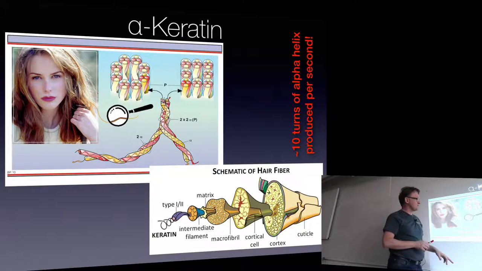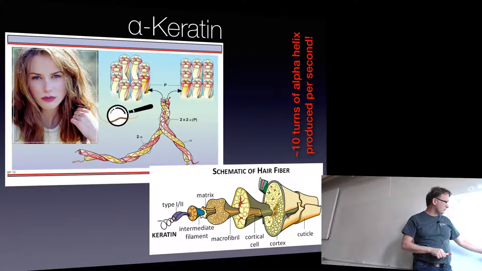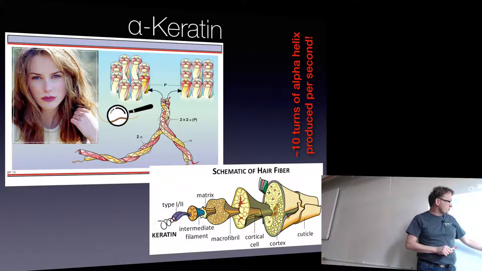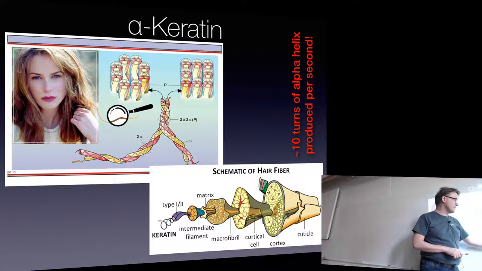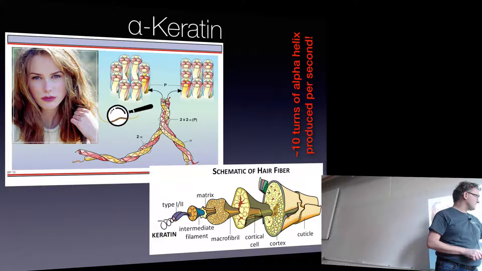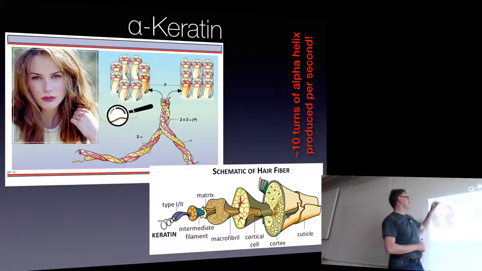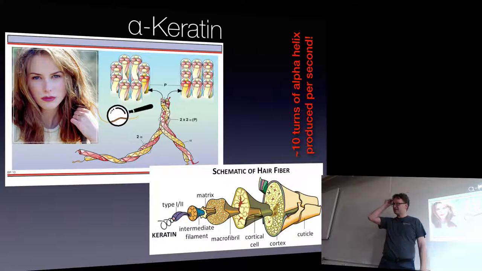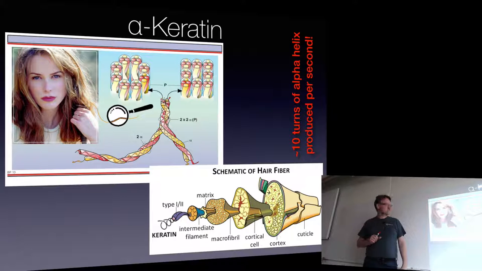So here too, you see that you form the alpha helical, they form coiled coils, and then you form these super coils with 8 coiled coils or something, and that forms a matrix, and then you form a macrofibril, and then you end up with something like hundreds of these macrofibrils, and eventually forming these cortical cells that are attached to your hair. So in an average hair, there are going to be hundreds or thousands of alpha helices, but they are all alpha helices.